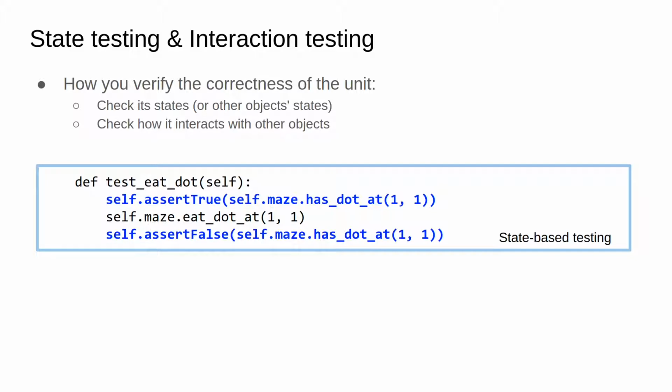For example, when we write test eat dot, we first check the state of this hash dot at 1, right? We check that this is true, that the maze has a dot at this location, and then we call eat dot at 1, and then we check if at this location the dot is still there, and we check it shouldn't be there. This is state testing. You look at the state of the maze, like at that position there's a dot or there's not a dot, right? So you check the state. This is called state testing.